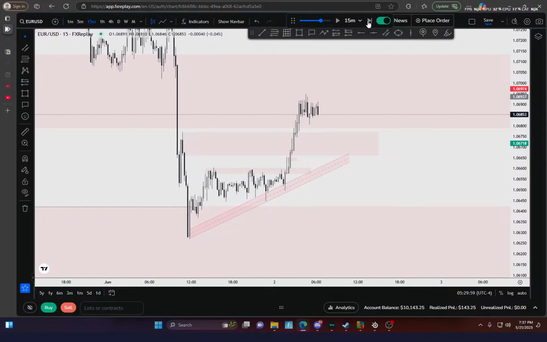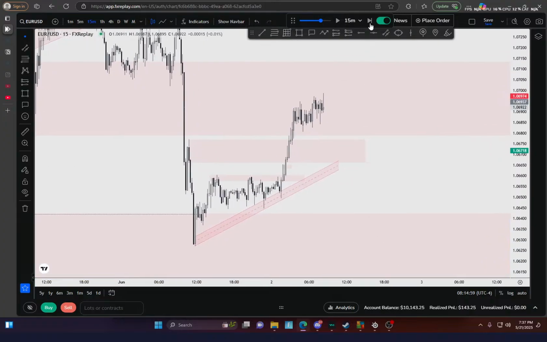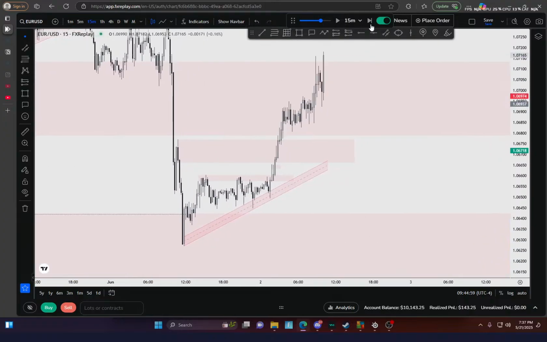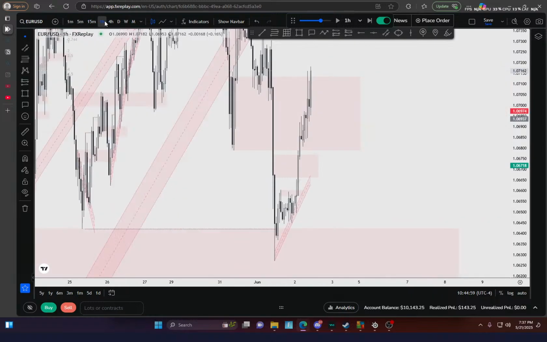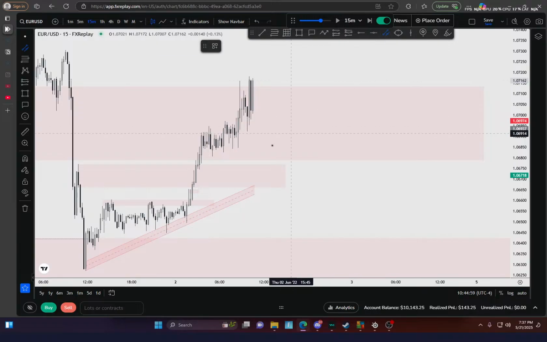Alright, so now looking at this, continue to play it. What are we going to do? Induce sellers or induce buyers? So it's either or. Now we finally close above the hourly right here. We have this major trend line.